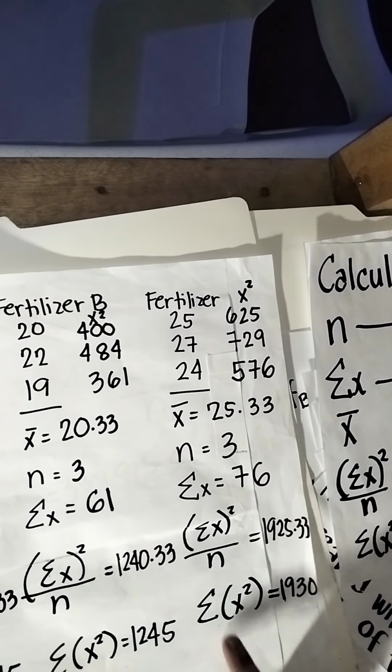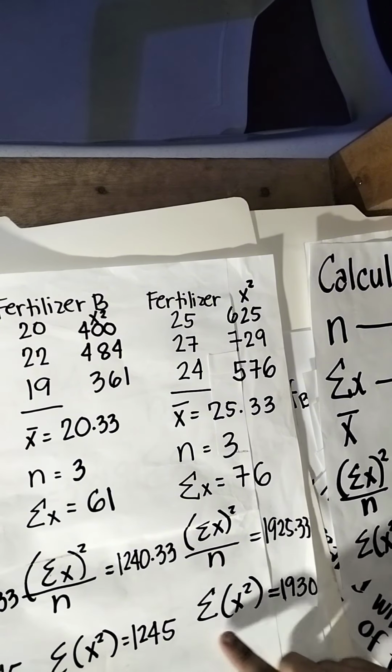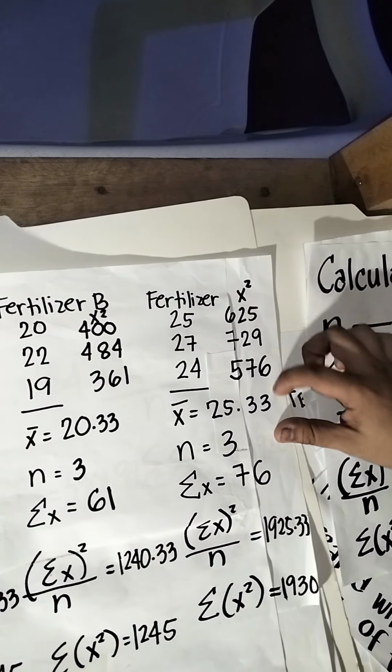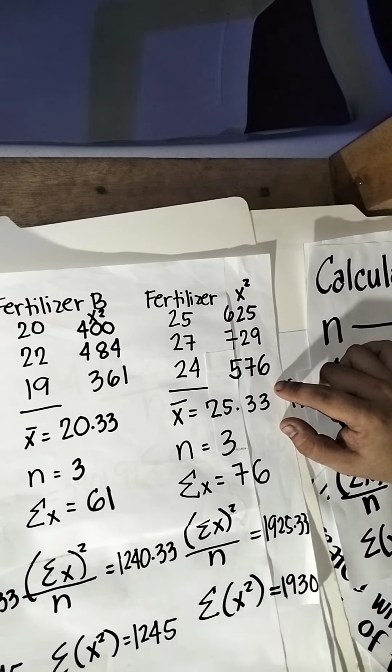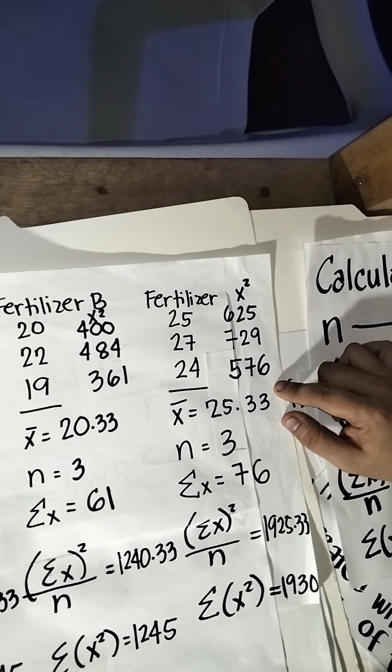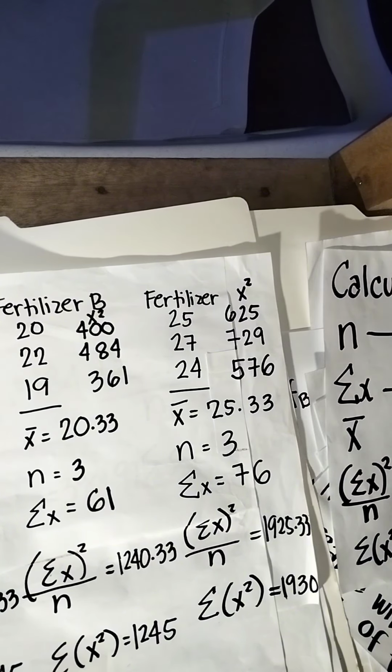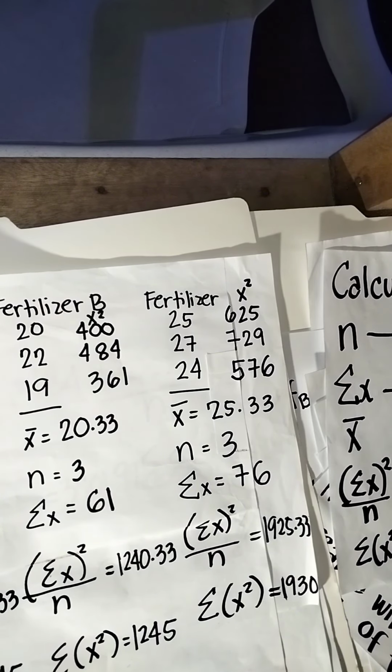So now, we get the summation of x squared. Do we have now our x squared? Yes, we have our x squared. When we say summation of x squared, it is just adding everything. We add them all. So how much is it? We have 1,930.